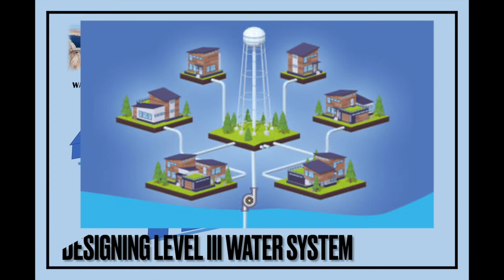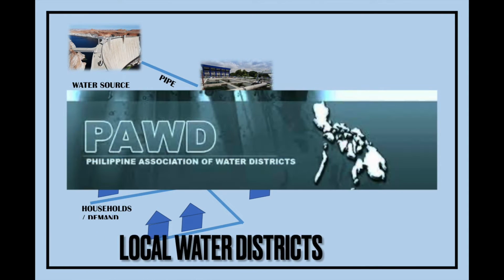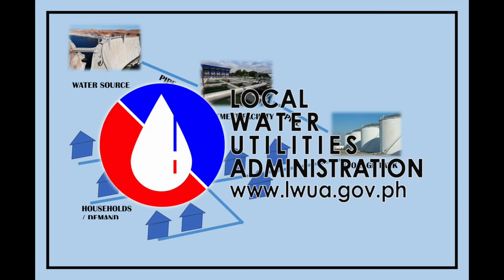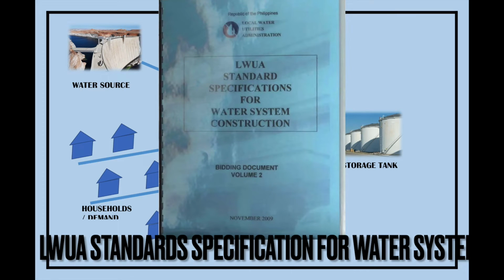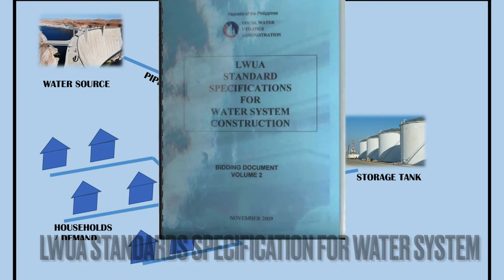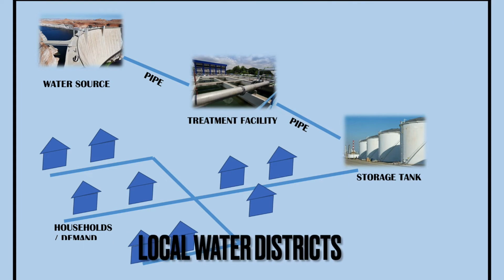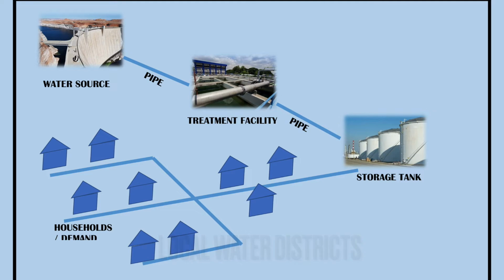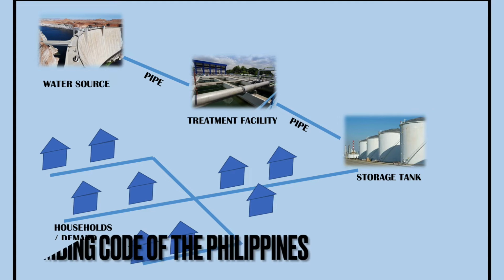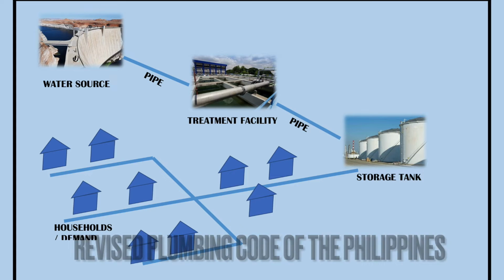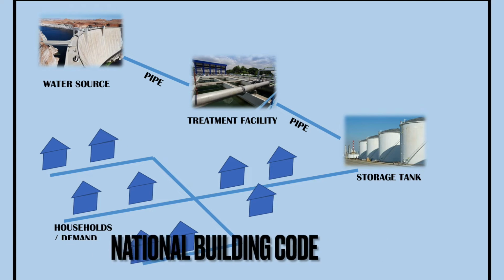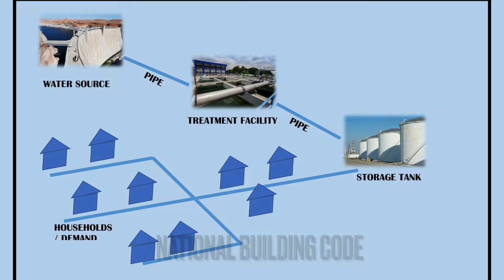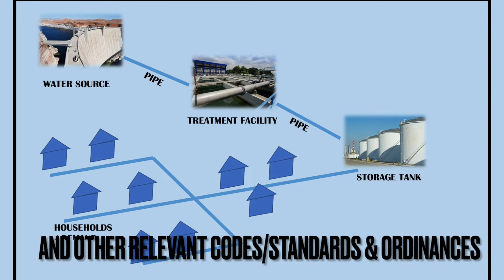In designing water systems, local water districts under the supervision of Local Water Utilities Administration, LWUA, follow the Local Water Utilities Administration standards. Local water districts also follow the Sanitation Code of the Philippines, the Revised Plumbing Code of the Philippines, the Fire Code of the Philippines for the provision on fire hydrants, the National Building Code of the Philippines, and other relevant codes or local city ordinances.